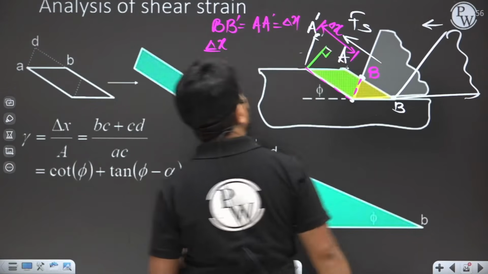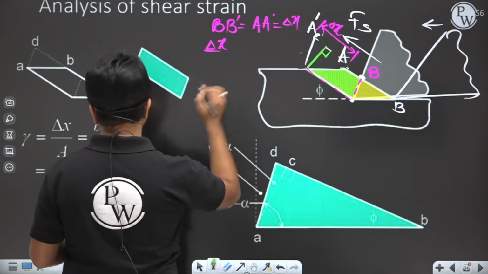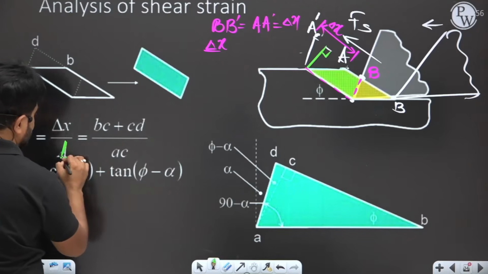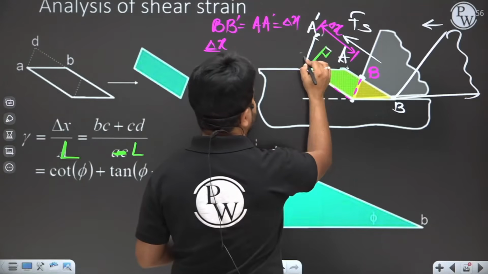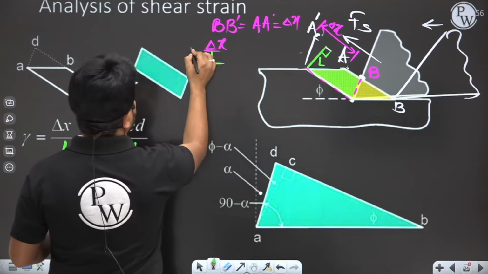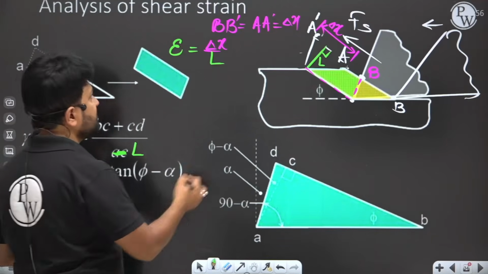let's say the perpendicular distance is capital L. This is the perpendicular distance, capital L, and delta X divided by L will give you the shear strain.